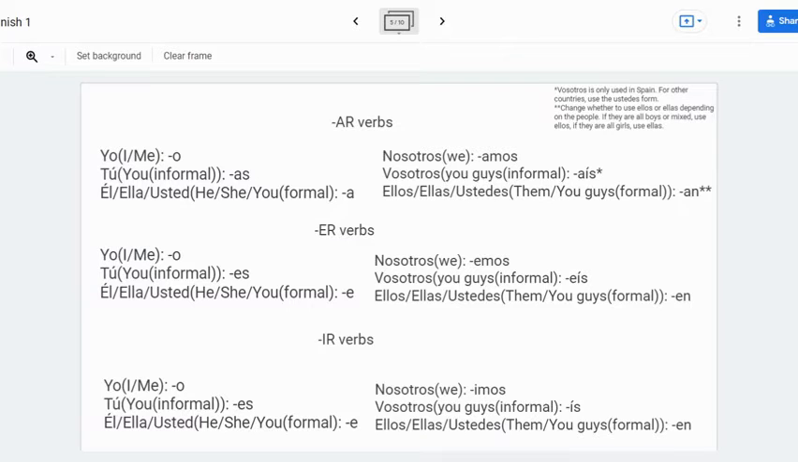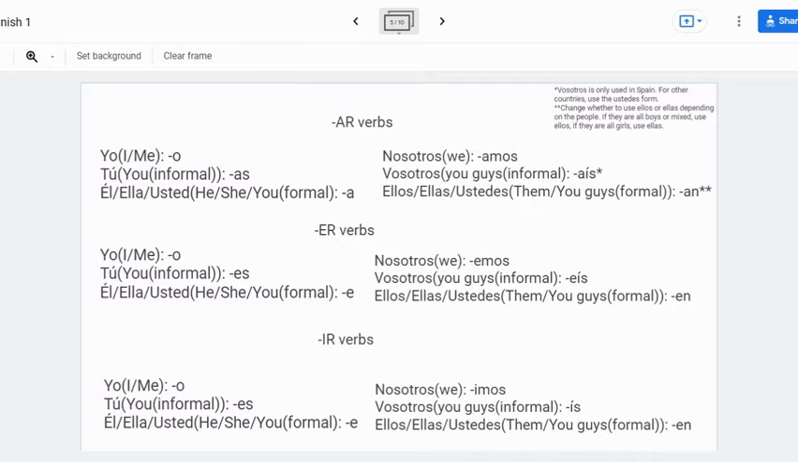Usted is a formal way to say you. And for the él form, notice how there's an accent on the E. This is the way to distinguish between the article el and the word él, which means he. For the nosotros form, which means we, you would drop the AR and add AMOS. For the vosotros form, which means you guys in an informal way, you would drop the AR and add an accented AIS, or ice.